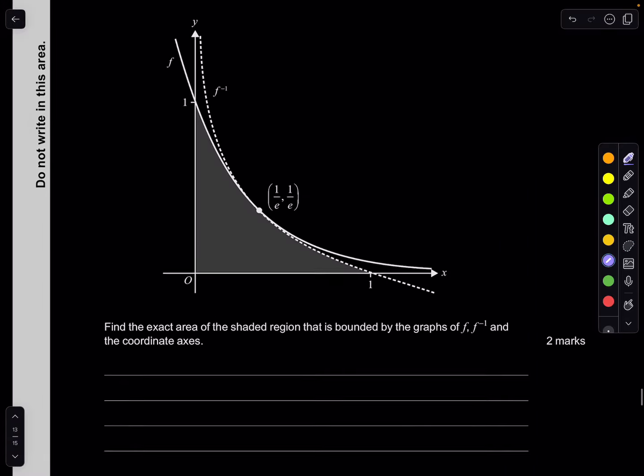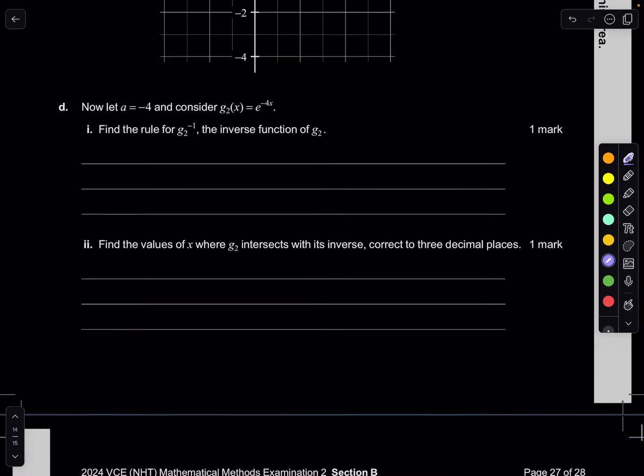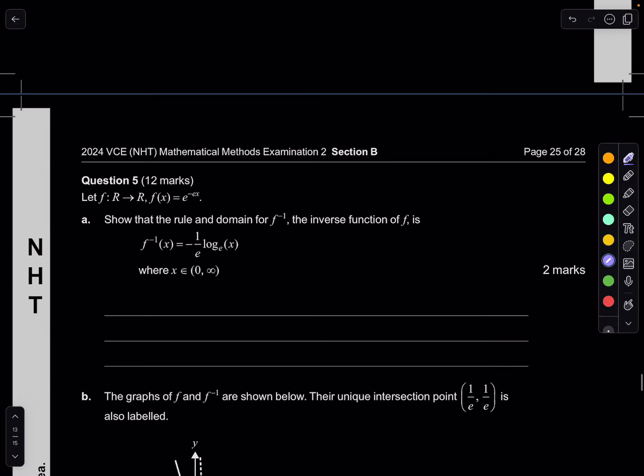Let's do, I think this is the last question. Yeah, it is the last question. Let's get this paper done, man. I'm quite tired. Let's do this.